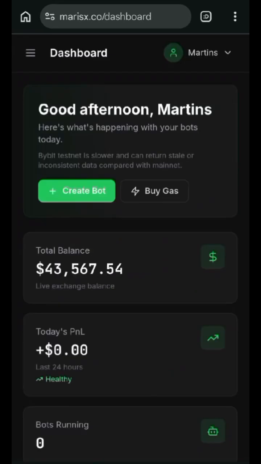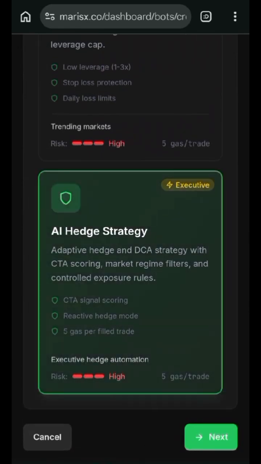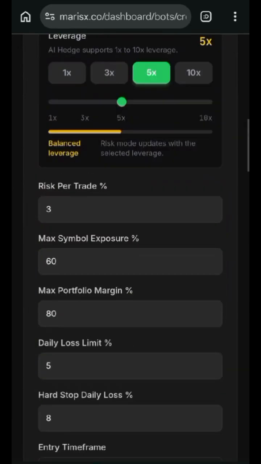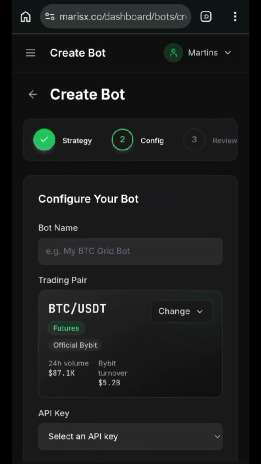So on the bot page, you see the option to create bot. Just click on create bots. All right. So you go to the hedge strategy, click next. Now from the setup, you can actually deduce how much or how profitable this bot can be. All right. So here, whatever setup I do in this bot is my current recommended setup you can use for your hedge strategy. All right.